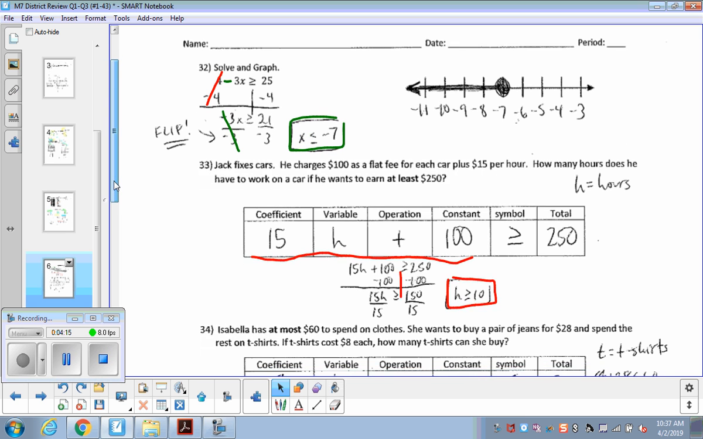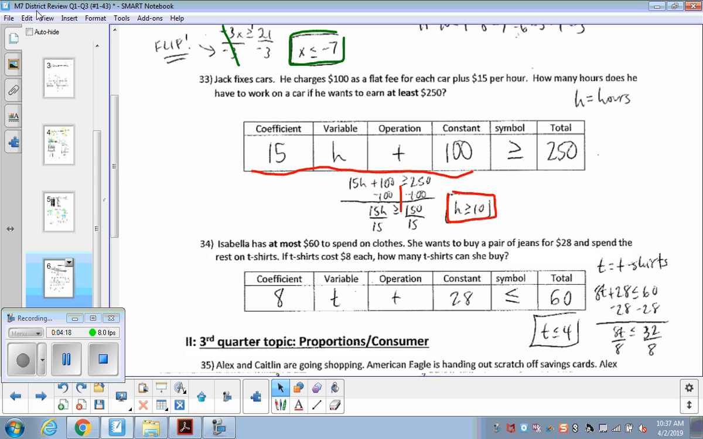All right? And now for the last question in this video, Isabella has at most $60 to spend. So all of this stuff right here has to be less than or equal to the $60 that she has to spend. Now she's going to buy a pair of jeans for $28, and then she's going to spend the rest on t-shirts. So if we let T represent t-shirts here, we can see that $8 per t-shirt plus the $28 for the jeans has to be less than or equal to the $60 that she has to spend.